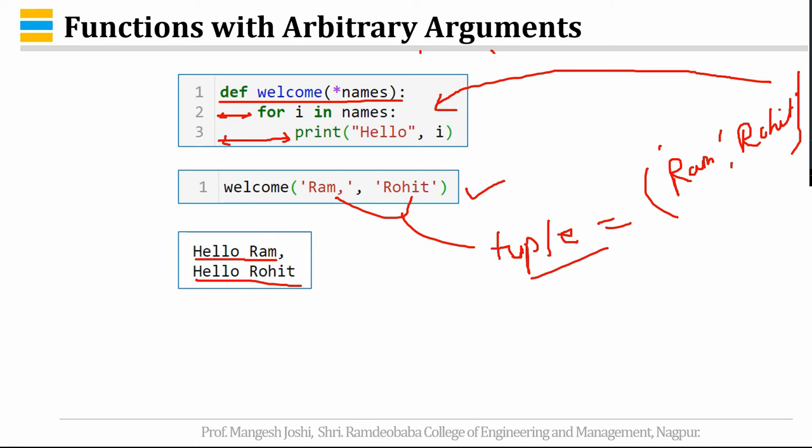The value of the tuple at index 0 is Ram, and the value at index 1 is Rohit. So print hello i first displays Ram, then in the second iteration of the for loop, hello Rohit. In this way you can use functions with arbitrary arguments when you are not sure about the number of arguments to be passed.